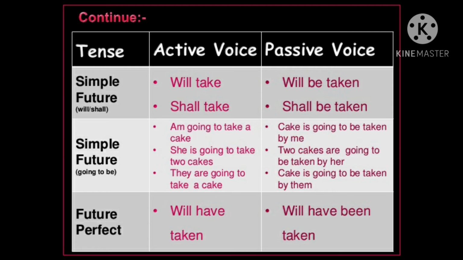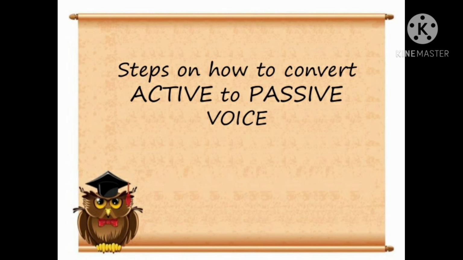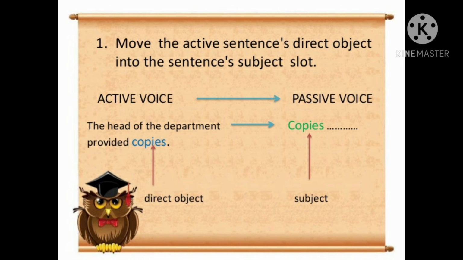Now children, I hope you understand all the general rules of tense in active and passive voice. Now we will see the next step, how to convert active to passive voice one by one. So children, what is the first step? Move the active sentence's direct object into the sentence's subject slot. So in active to passive voice, the head of the department provided copies.